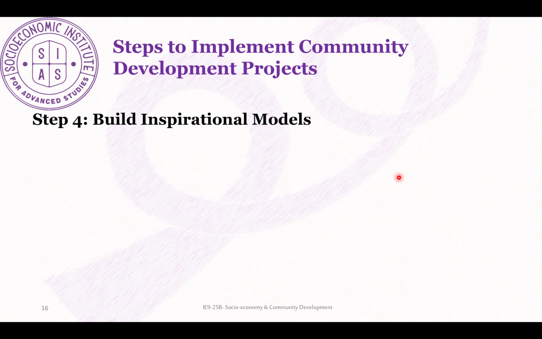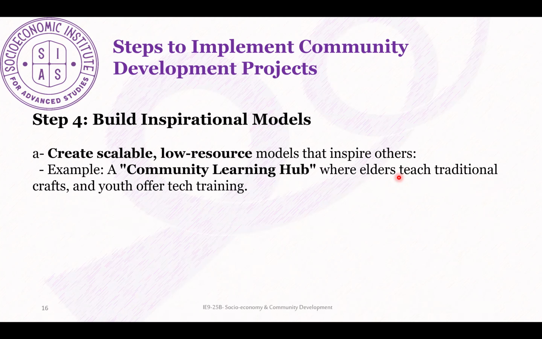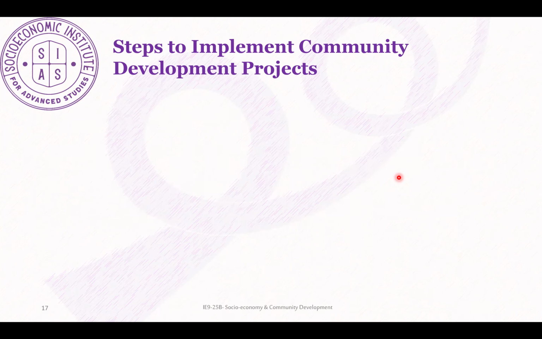The fourth step for community development is building inspirational models. And this is actually the most serious step that we need to be careful about in every sub-step. So we need to first create scalable, low-resource models that inspire others. For example, we might create a community learning hub where elders teach traditional crafts and youth offer tech training. And then we start to use cases like those in the book to replicate success. For example, reducing hospital waiting time by redesigning the workflow.